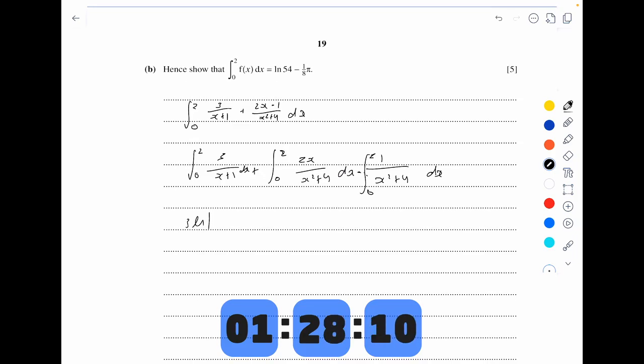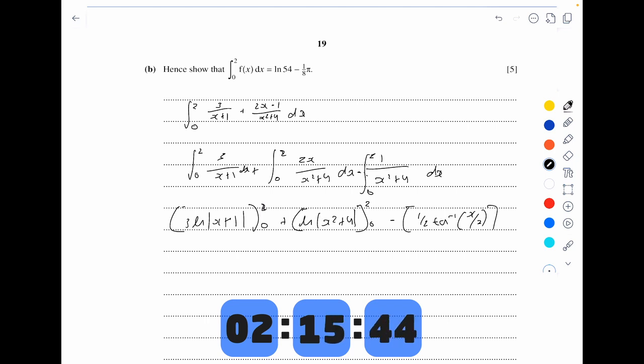We get 3 ln x plus 1, from 0 to 2, plus ln x squared plus 4, from 0 to 2, because you know ln rules, 2x at the top, f dash of x, minus, no, it's not going to be ln, that's x squared plus 4, well, that's going to give arctan, specifically a half arctan of x over 2. Look at the formula sheet here, right?